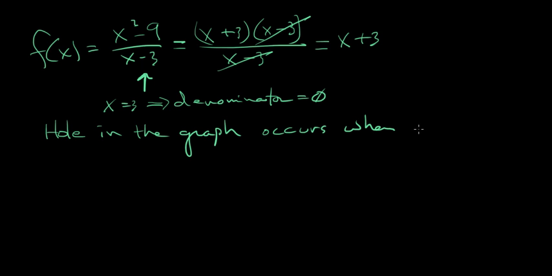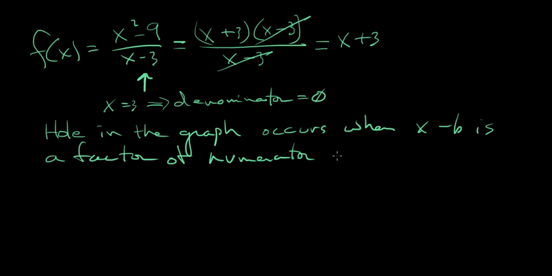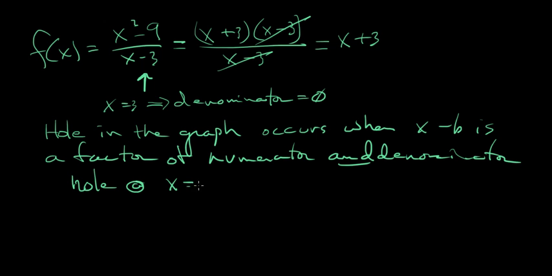when x minus b is a factor of numerator and denominator. Okay? And then a hole at x equals b. So you notice x minus 3 is a factor of the numerator and the denominator. So there's a hole at x equals 3.